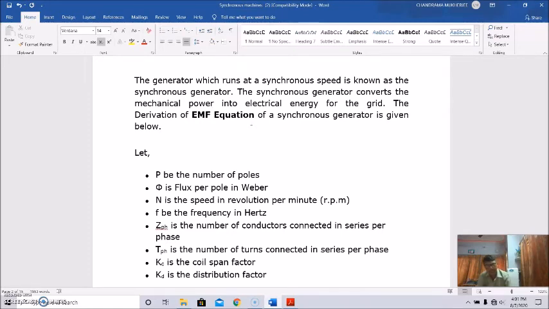In the actual case, coils are distributed along the periphery of the stator in different slots in a balanced way to get a three-phase balanced structure, and the product of these two, Kc and Kd, is termed the winding factor. So let us first suppose that the coil is full pitch and concentrated in a single slot.